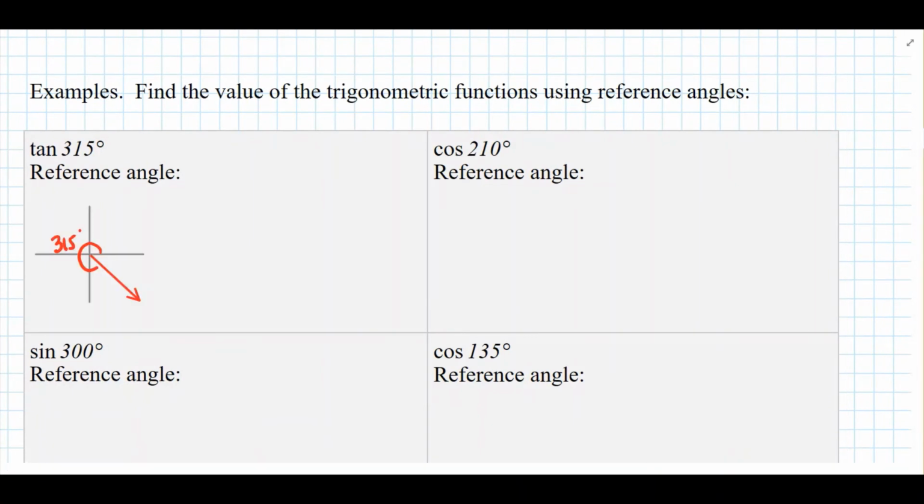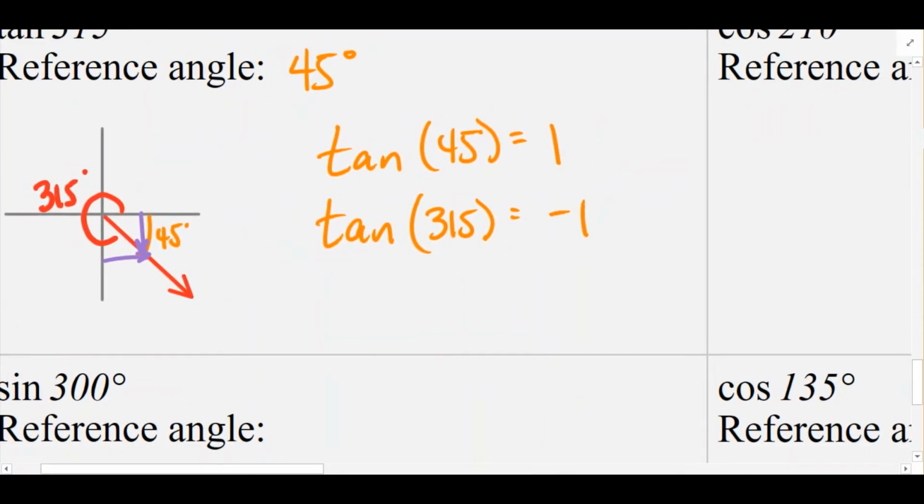The angle of 315 degrees has a reference angle of 45 degrees. And as seen before, the tangent of 45 degrees is equal to 1. But the correct sign for tangent at 315 degrees is negative, since the y value is negative and the x value is positive in the fourth quadrant, which led to a negative number divided by a positive.